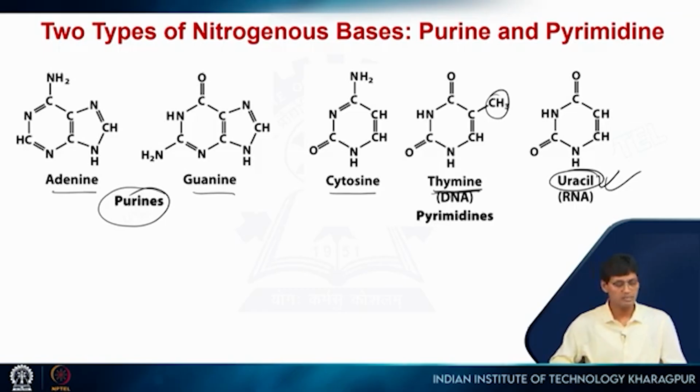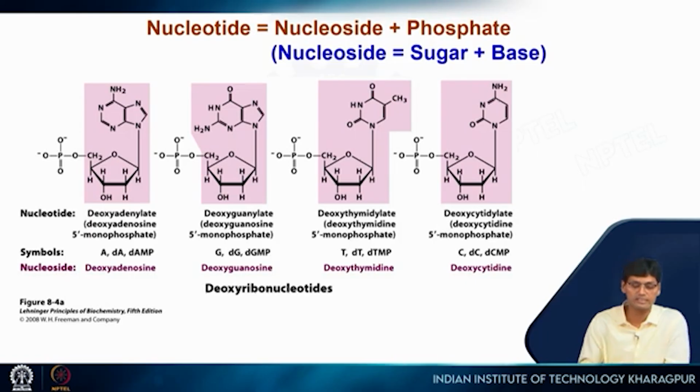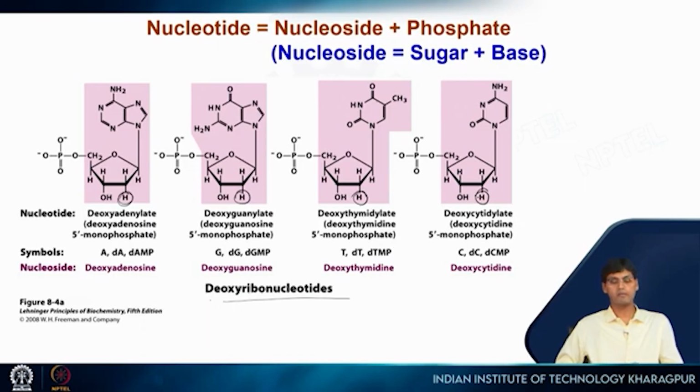Now, let us see how the nucleotide looks, the full chemical structure. Here you can see all these four structures that we are showing. These are deoxyribonucleotides. These nucleotides are present in DNA. Why? Because here we don't have the OH group. See, no OH group here. That's why these are deoxyribonucleotides, which are the major building blocks of DNA.